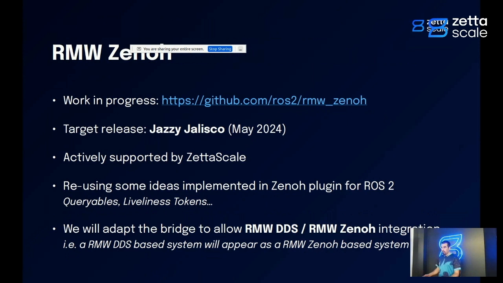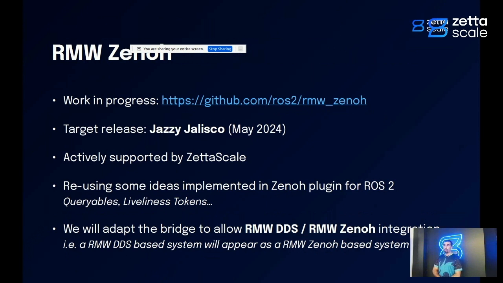And it's already reusing some ideas that we implemented in the Zenoh plugin for ROS2, like the liveliness tokens for graph discovery and the queryables for services and actions, and also the publication cache and querying subscriber for transient local, and so on and so forth.